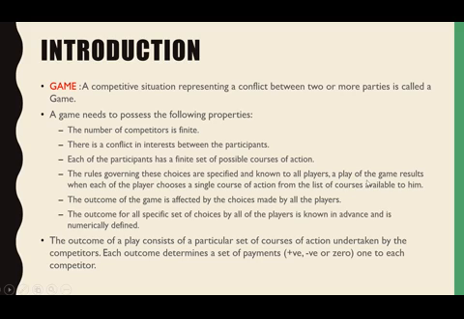A play of the game results when each player chooses a single course of action from the list of courses of action available to him. See, whenever I'm playing a tic-tac-toe game, let me consider. Out of the 9 slots, I can make a mark in one of the slots. So initially I have 9 options. Out of the 9 options, I am using one option and making a mark. So that is called a play of the game, right? One move that I make is called the play of the game, right?